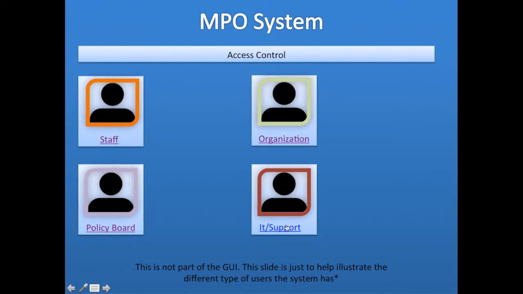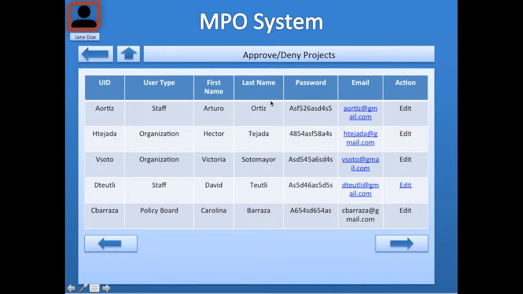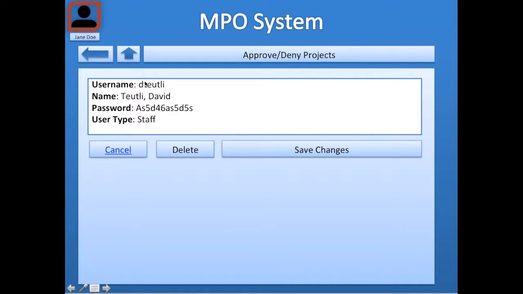And finally, the last actors of the system would be members of IT support, which are essentially just there to manage accounts and manage accessibility of members. So here you have the option to edit. You can change something, change the name, change the user type, so it would be other staff or member of an organization.